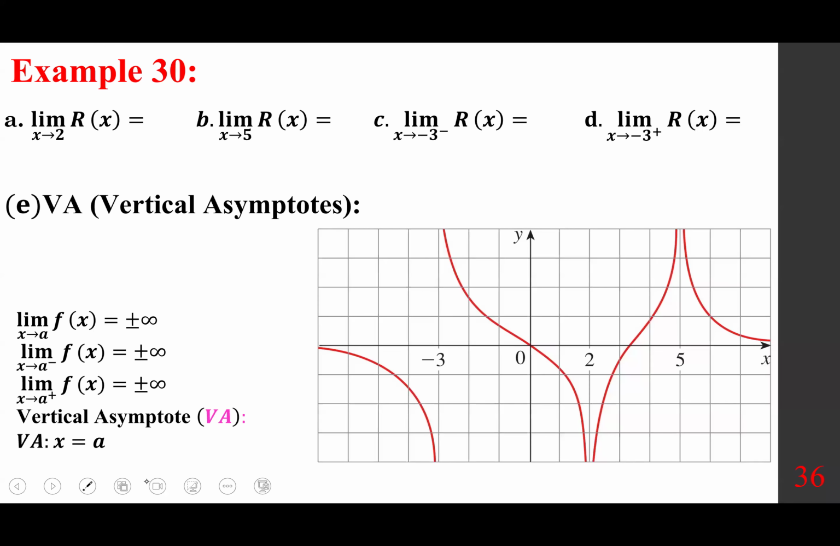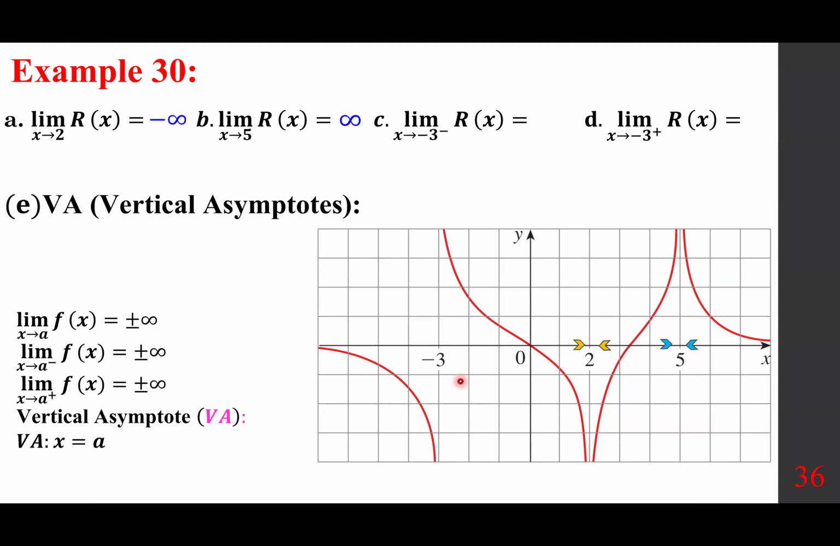I want to remind you, when the limit of f of x as x approaches either a, or a from the left, or a from the right, is either negative or positive infinity, the line x equals a is a vertical asymptote. So we are going to look at the limit of r of x as x approaches 2. Both sides along the x-axis take us down to negative infinity. Limit of r of x as x approaches 5: let's approach 5 from both sides, and it shoots up to positive infinity.